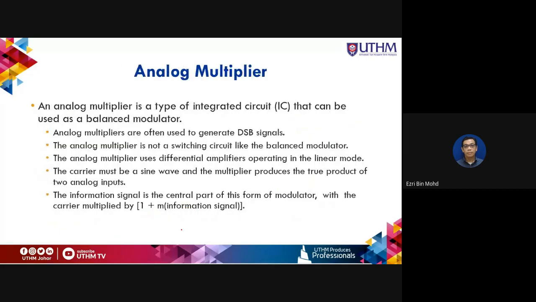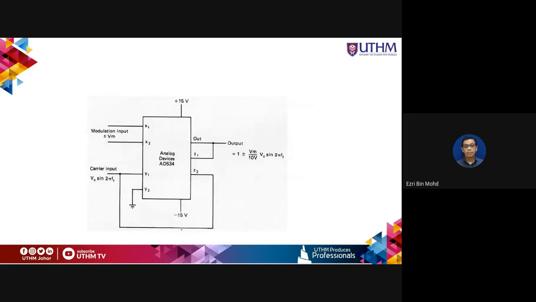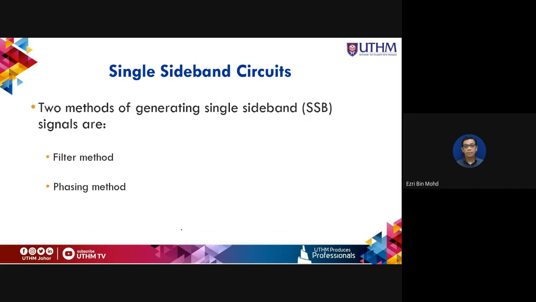And then the analog multiplier. An analog multiplier is a type of integrated circuit that can be used as a balance modulator. Analog multipliers are often used to generate double sideband signals. Here is the analog multiplier. It is the same, an IC category. We can set this IC to produce a double sideband suppressed carrier. You can read that. And then the single sideband circuit.